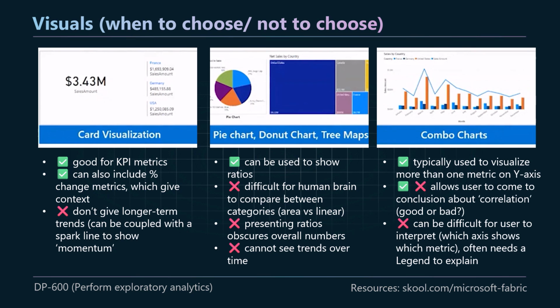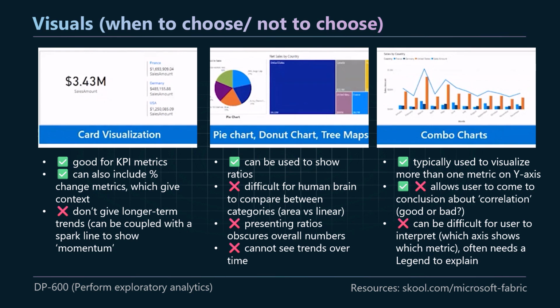Next, we come to combo charts. Now, these are typically used to visualize more than one metric on the y-axis. So you can see here we've got the bar chart showing one particular metric, and then we've got a line chart showing another metric on top of the same visual, right?